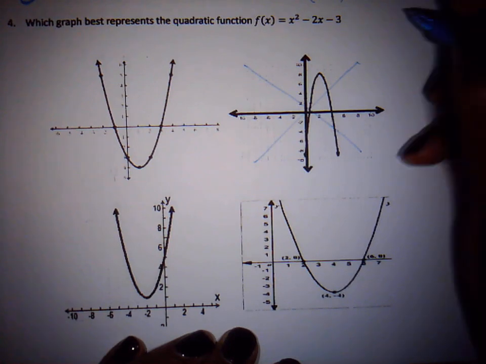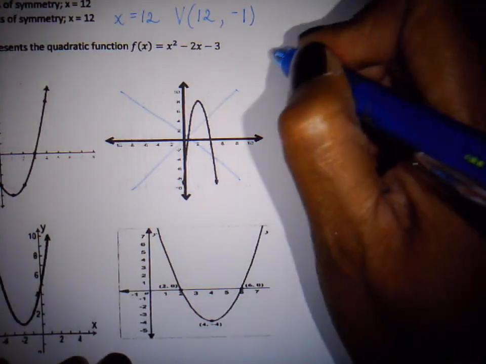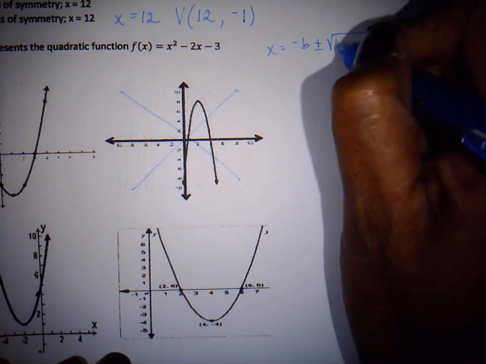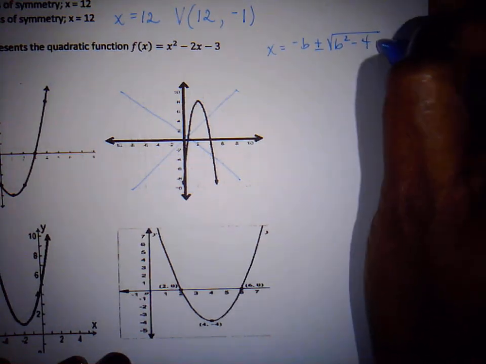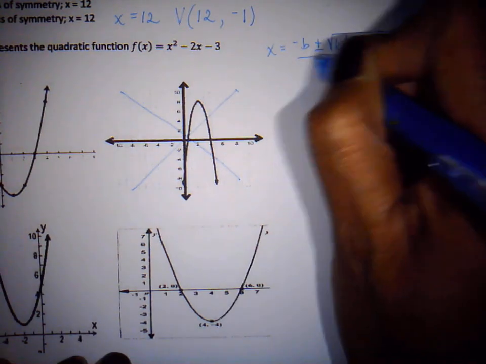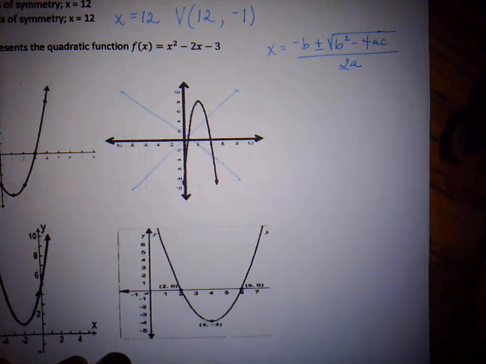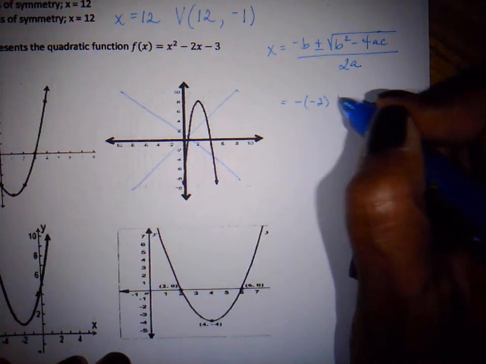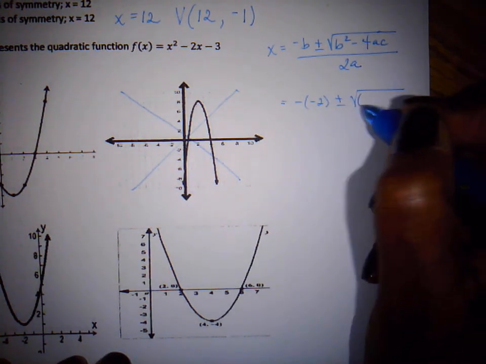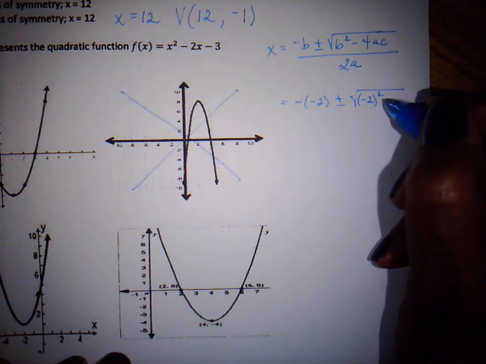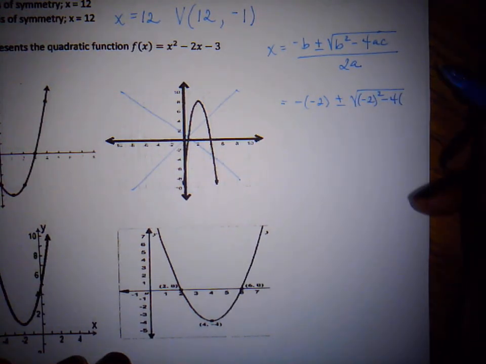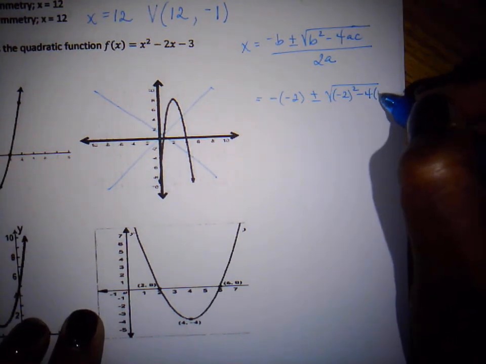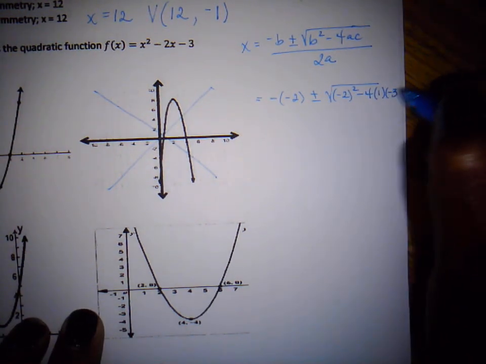So the quadratic formula goes a little something like this. It says x is equal to negative b plus or minus the square root of b squared minus 4ac, and that's all over 2a, right? So let's fill in the pieces. That'll be negative 2 plus or minus the square root of negative 2 squared minus 4 times 1 times negative 3.